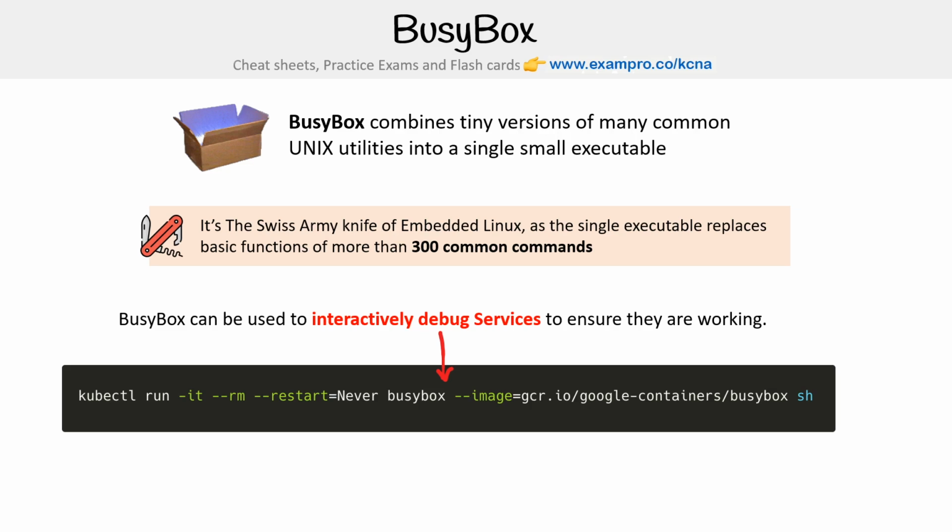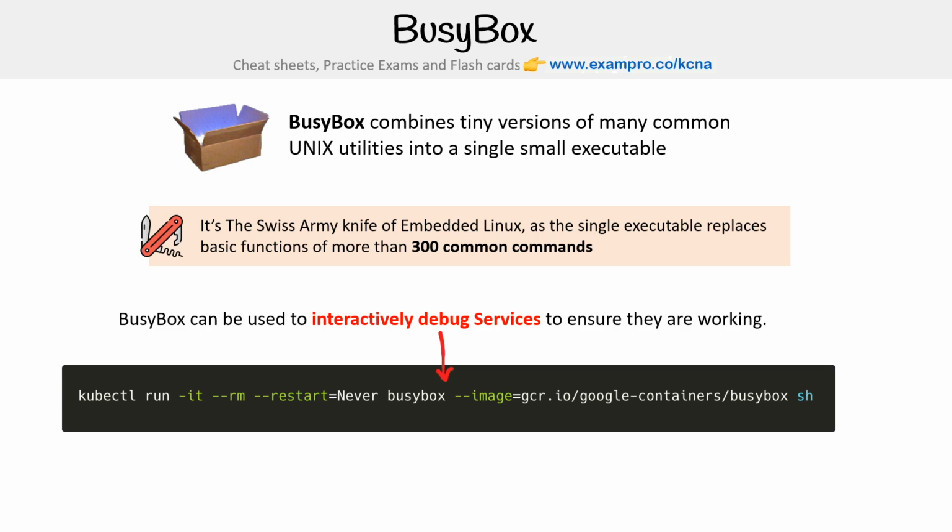I'm pretty sure on the CKD, you will use BusyBox for things. And in this course, we use BusyBox. So that is something that we can do there. Usually it's going to be something like kubectl run -it. So interactive T. I don't know what the IT stands for, but I remember doing it many times.